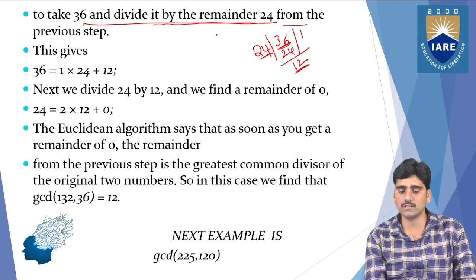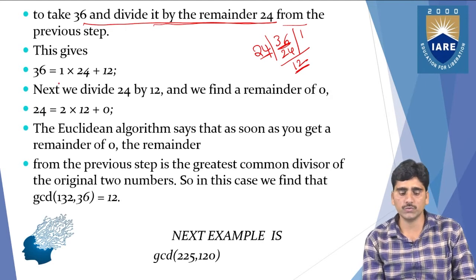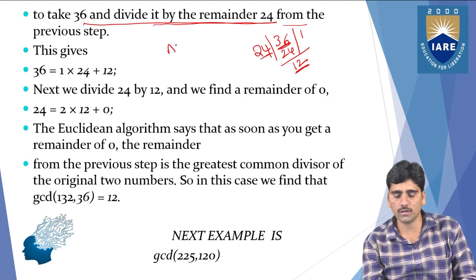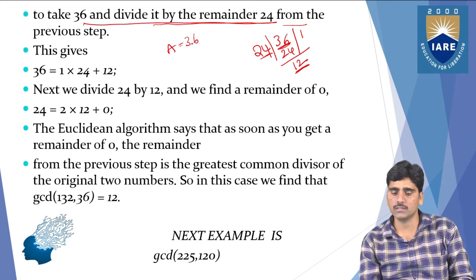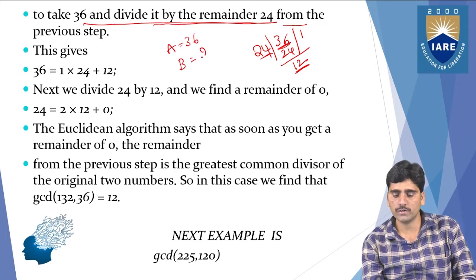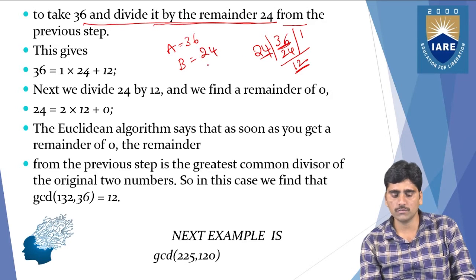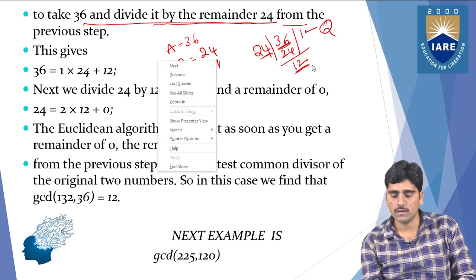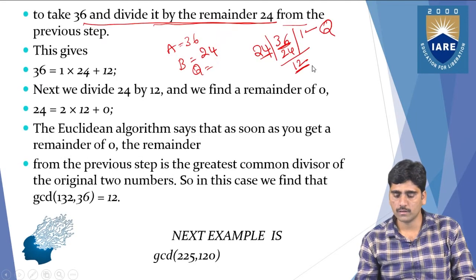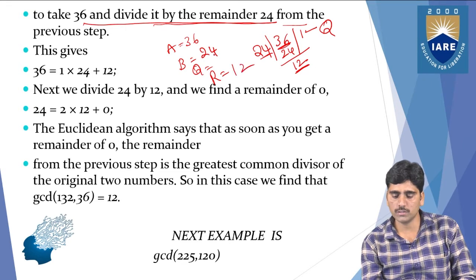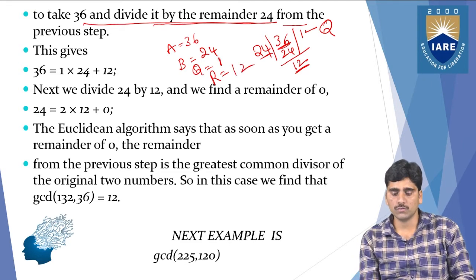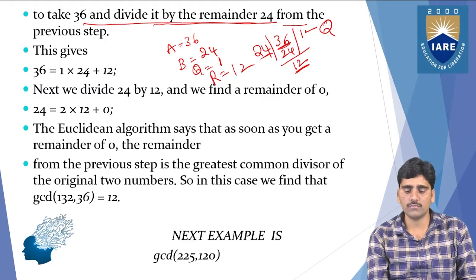So you can write this step as the formula A equals Q into B plus R. Here A equals 36, and B equals 24. Right. And 1 is the coefficient, so Q equals 1. And the remainder is 12. So the coefficient is 1 and the remainder is 12. So done. We wrote this statement in the form A equals Q into B plus R.